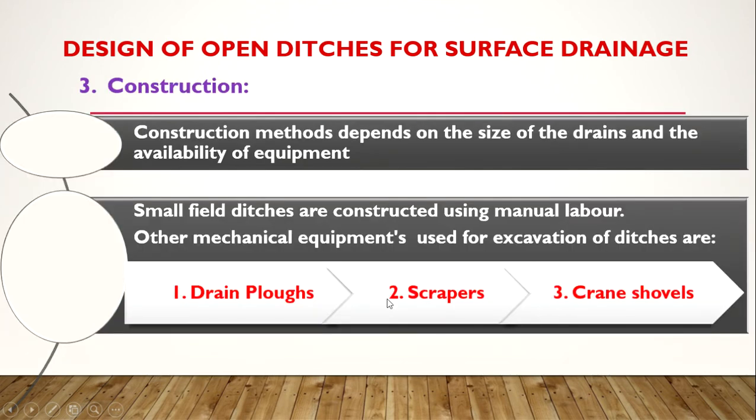The third thing we have to consider is construction of the drains. After designing the cross section and the alignment, we now have to construct the ditches. For constructing normal small ditches, we will use manual methods. If a large capacity ditch is to be constructed, we will use three pieces of equipment. One is the drain plow, the second is the scraper, and the third is the crane shovel. We can use any of them.